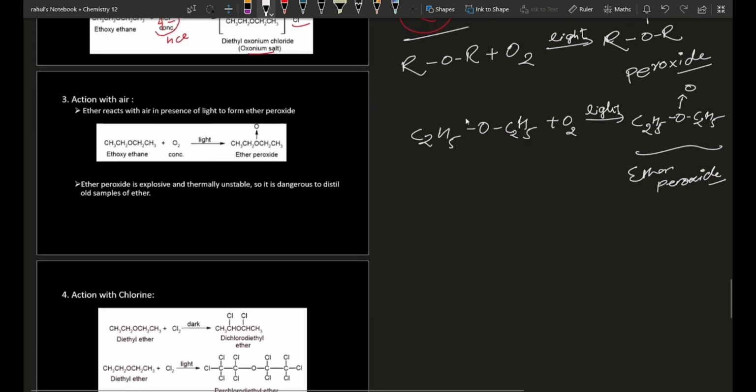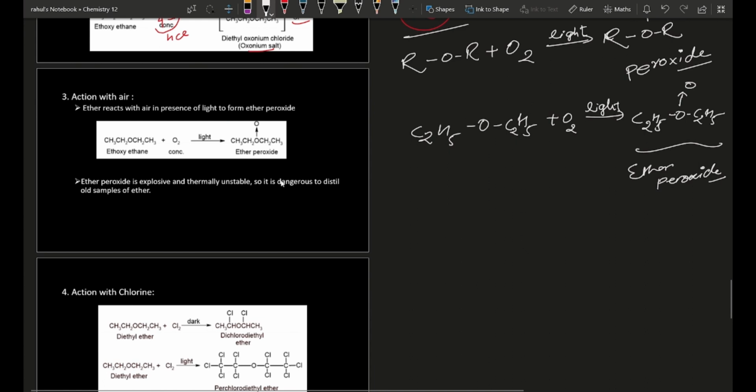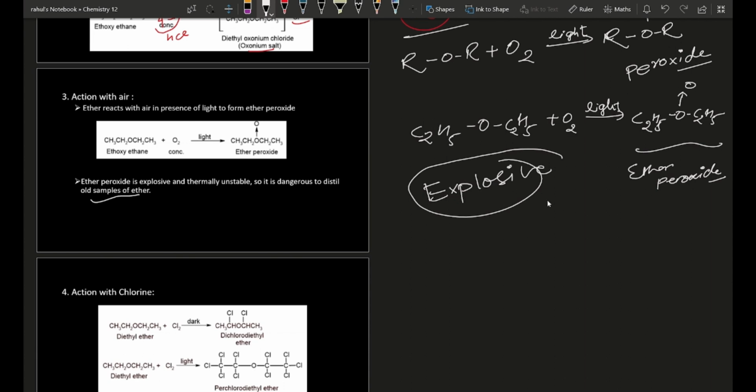Ether peroxides are generally explosive and thermally unstable, so it is dangerous to distill old samples of ether. This is a short question that can come up: why are ethers dangerous to distill in old samples? The main reason is that ether reacts with oxygen and forms ether peroxide, and ether peroxides are explosive in nature. That's why it is dangerous.